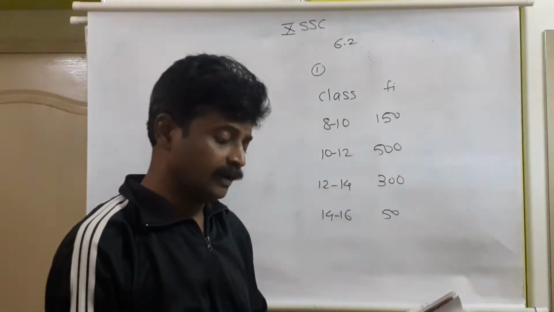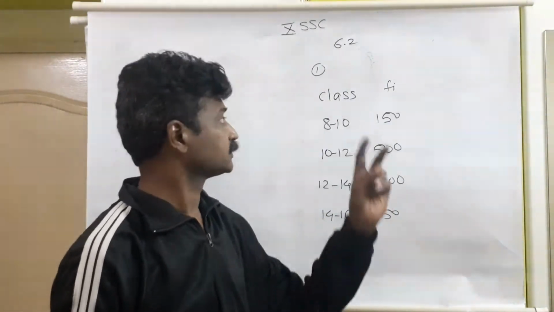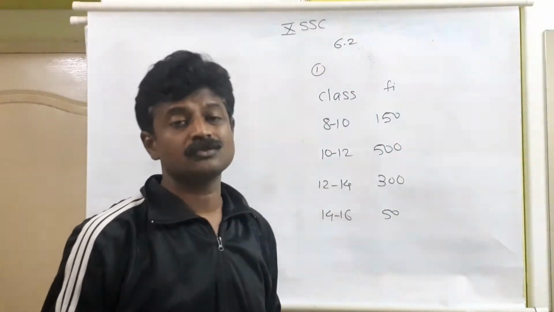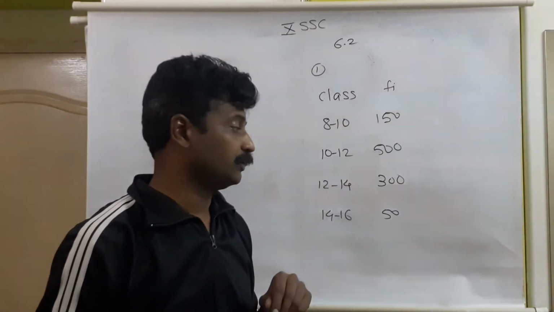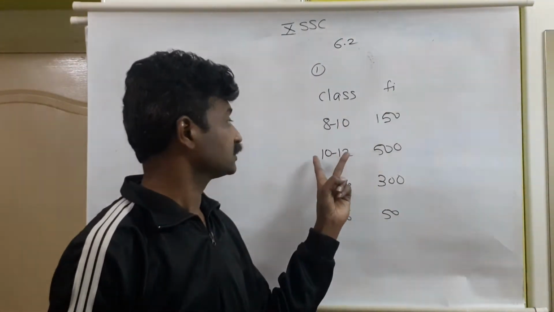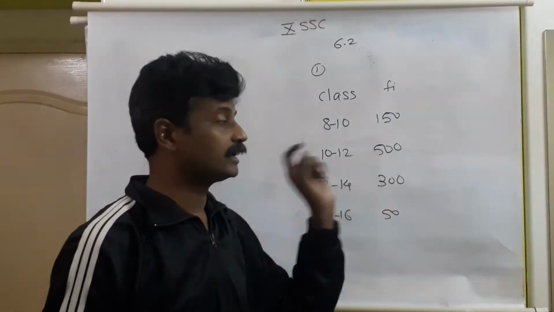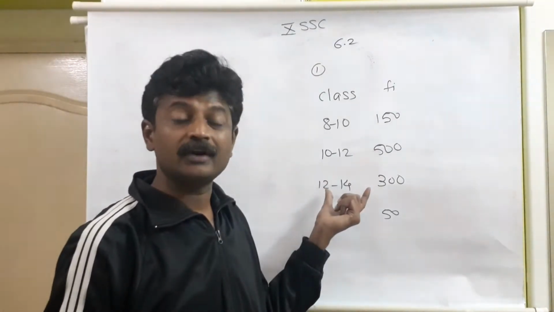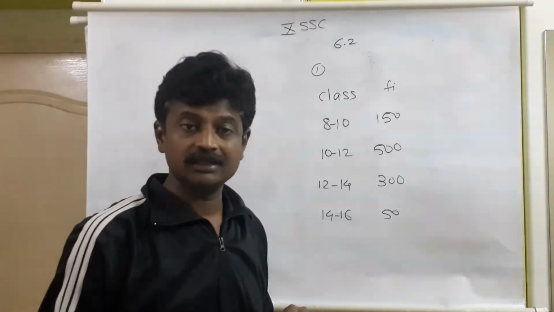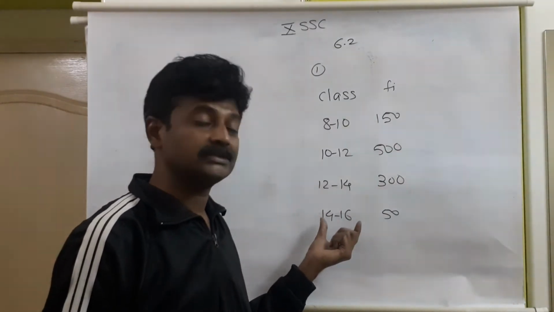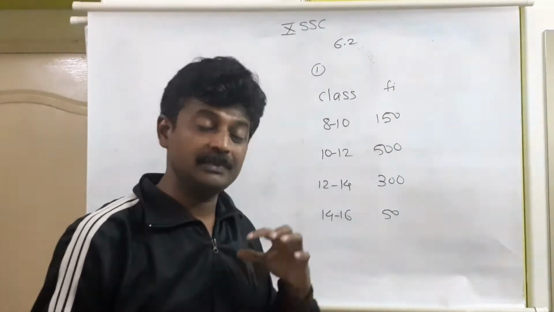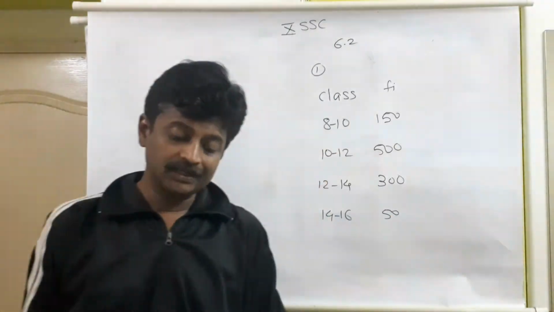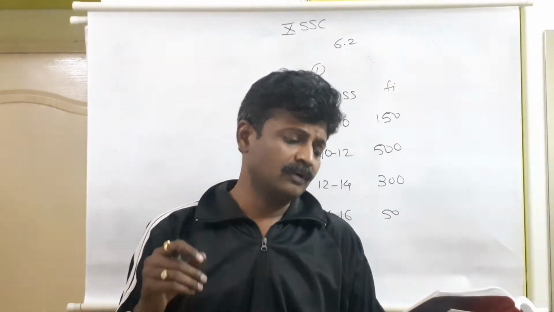So here, daily number of hours 8 to 10 hours. How many workers work? 150 workers in the software company work for 8 to 10 hours. There are a few workers who work 10 to 12 hours a day, that are 500 workers. There are workers who work 12 to 14 hours a day, that are 300 workers. And the workers working 14 to 16 hours a day, maybe a double shift, will be 50 workers. Now based on this, find the median of the number of hours they work.